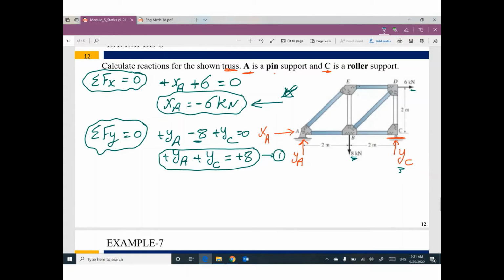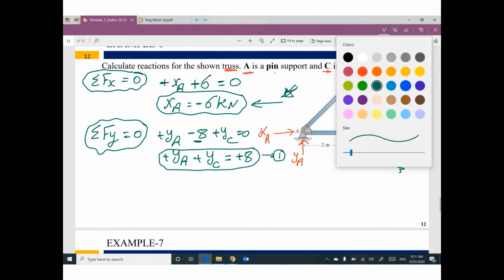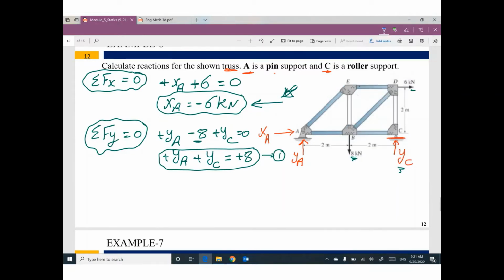Do you remember the third one? What was the third equilibrium equation? Summation moment at any point equals 0. Do you remember my recommendation?